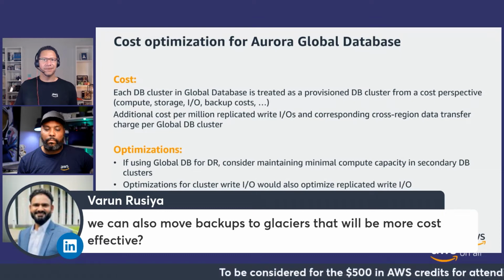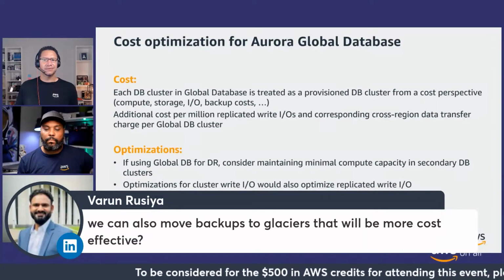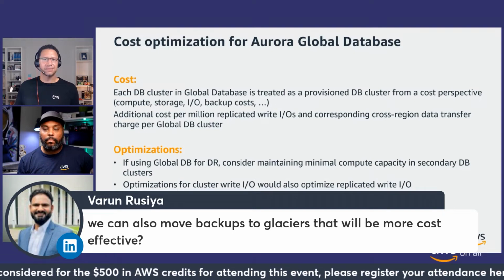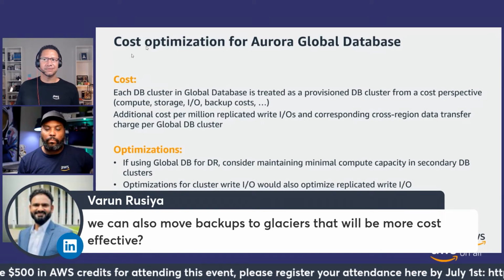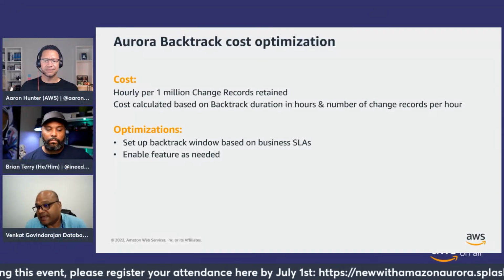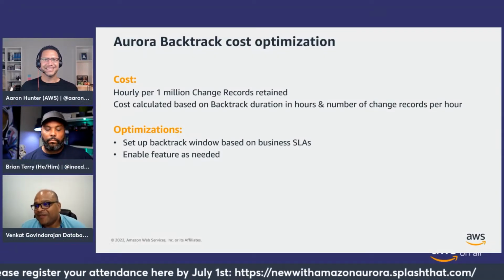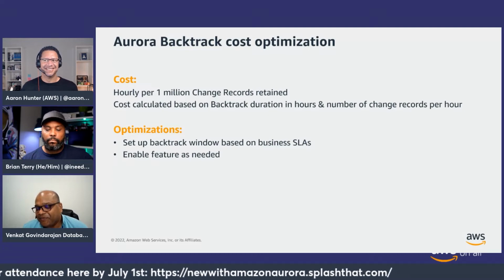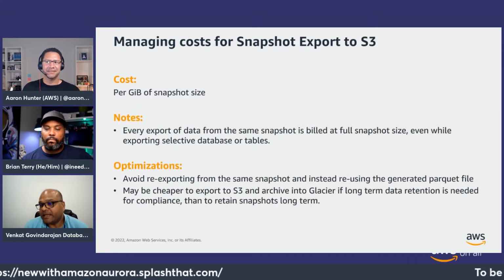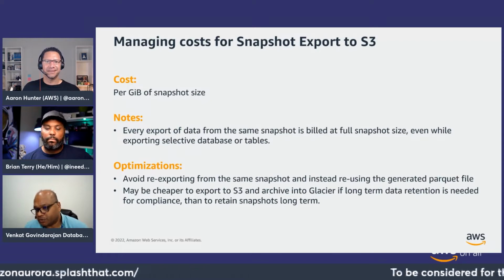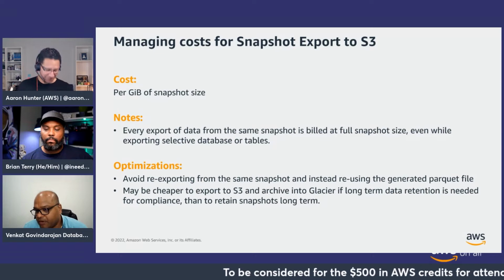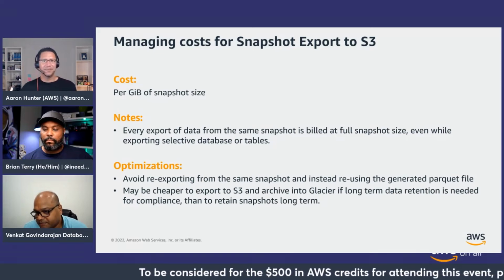So backups can be using snapshots. You can export the data into S3. That was my next slide anyway. So we can move to S3, and you can move the data from S3 into Glacier as your permanent storage.